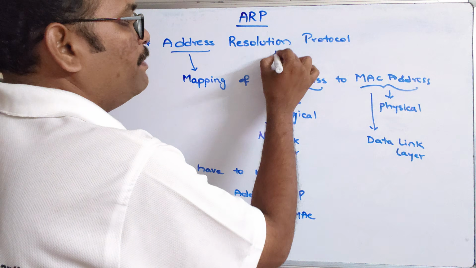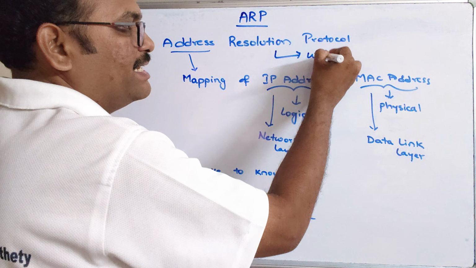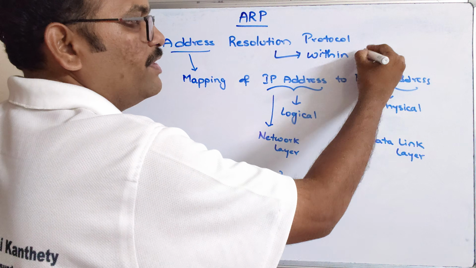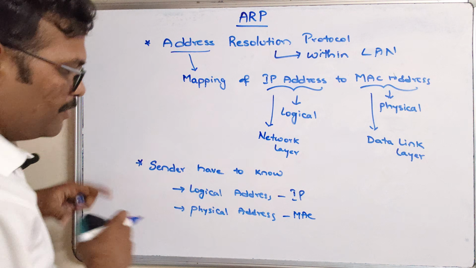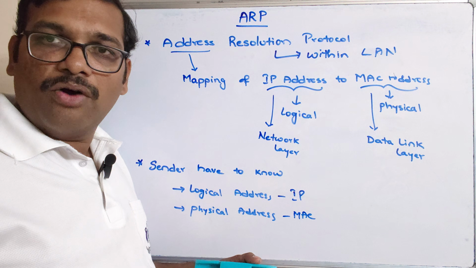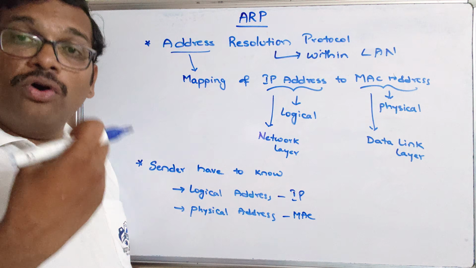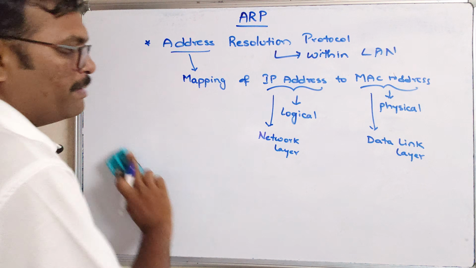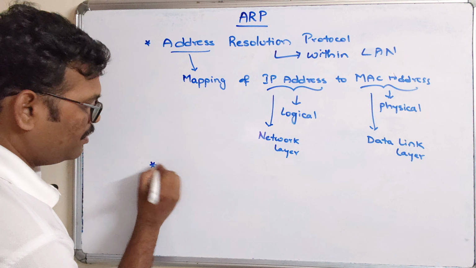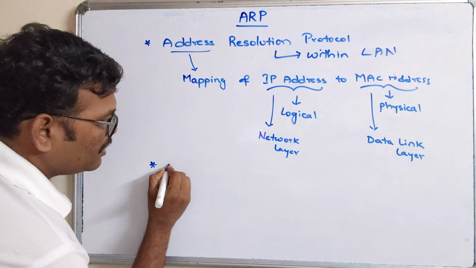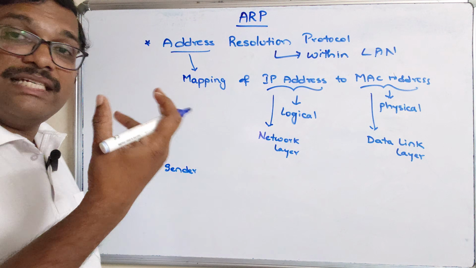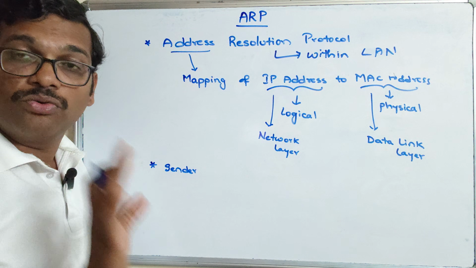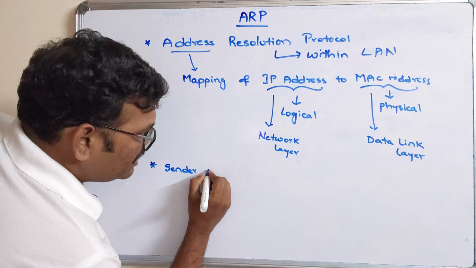This ARP works only within the LAN itself, only within the local area network. So let us check what the procedure is: how the sender knows the MAC address of the destination. It will send a few messages. First the sender sends the packet and it reaches the LAN because it knows the IP address.